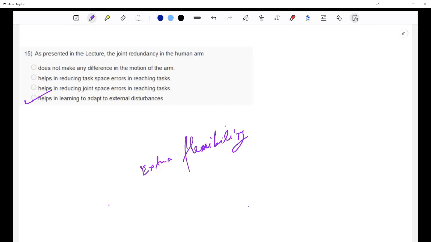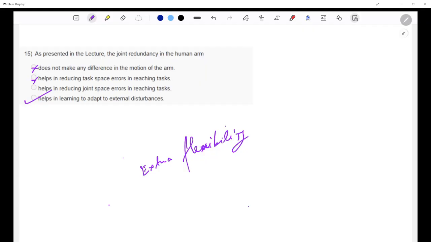In option B, it helps in reducing task space errors in the reaching task. So task space error means hand position error. Redundancy does not directly reduce this error. The brain's control system does. Redundancy simply provides extra joint freedom. So it is incorrect.